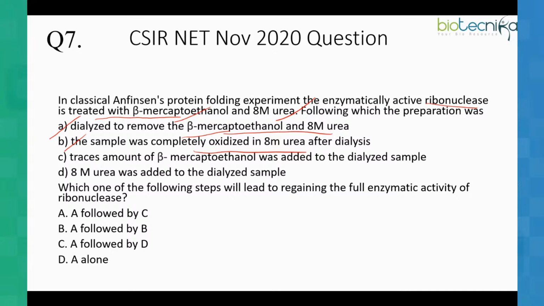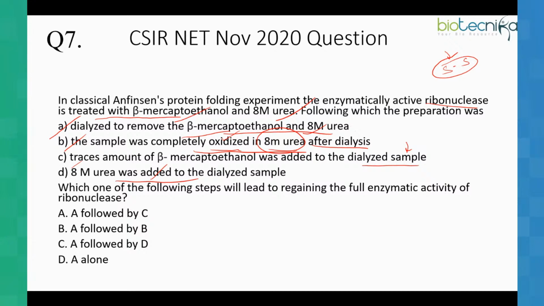So if the sample is oxidized, we know that the protein is folded with the disulfide linkages, right? So this is the oxidized form. But this sample, after being denatured, it was oxidized in 8 molar urea after dialysis. Trace amount of beta mercaptoethanol was added to the dialyzed sample, means where beta mercaptoethanol and 8 molar urea have been removed, and 8 molar urea was added to the dialyzed sample. So after dialysis, again 8 molar urea was added.